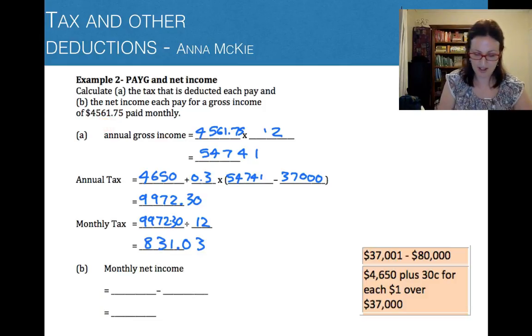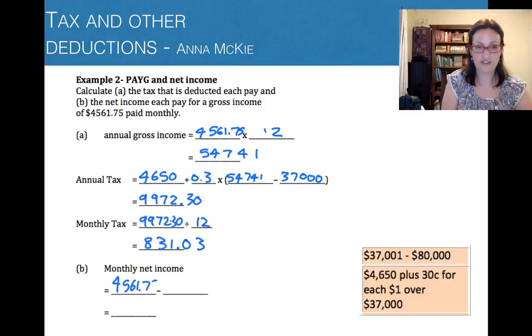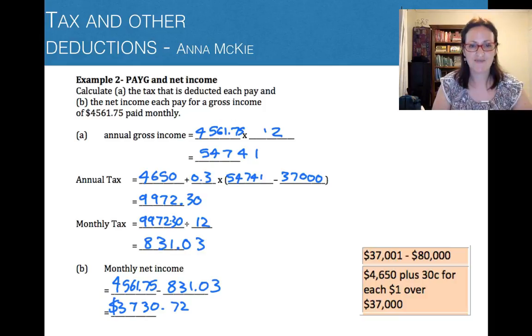So that's what these last two boxes are for. $4,561.75. Take away the tax that we've just worked out, $831.03. And our final answer, using your calculators, what did you get? $3,730.72. Put that dollar sign there. That's how much they get paid each month. Next one.